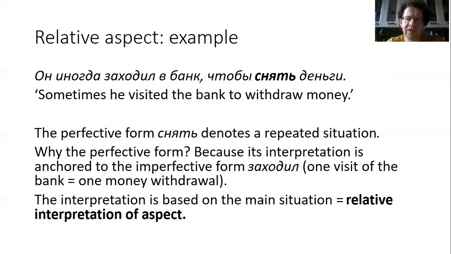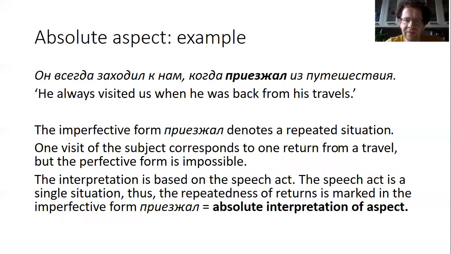Why the perfective form? Normally, perfective does not refer to repeated situations. The perfective form is used because its interpretation is anchored to the imperfective form заходил. One withdrawal of money corresponds to each visit to the bank. So the interpretation of the embedded situation снять corresponds to the interpretation of the main situation. And we have a relative interpretation of aspect.